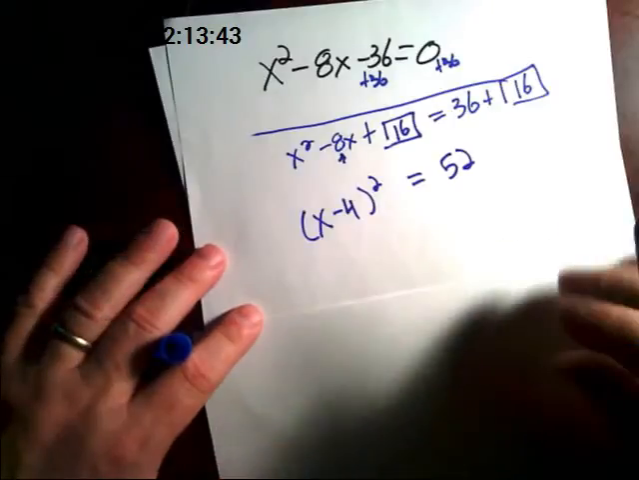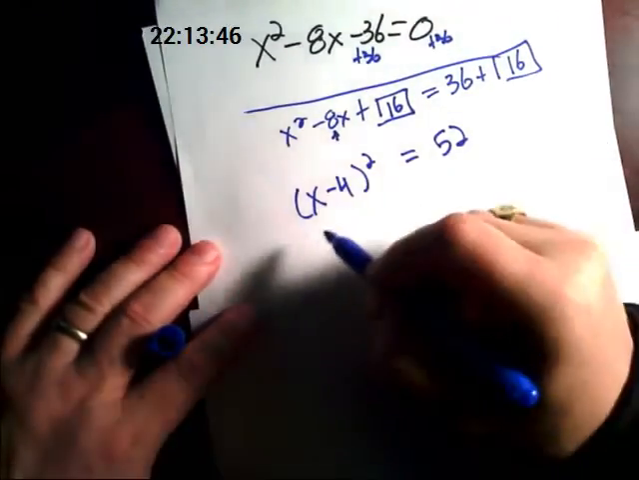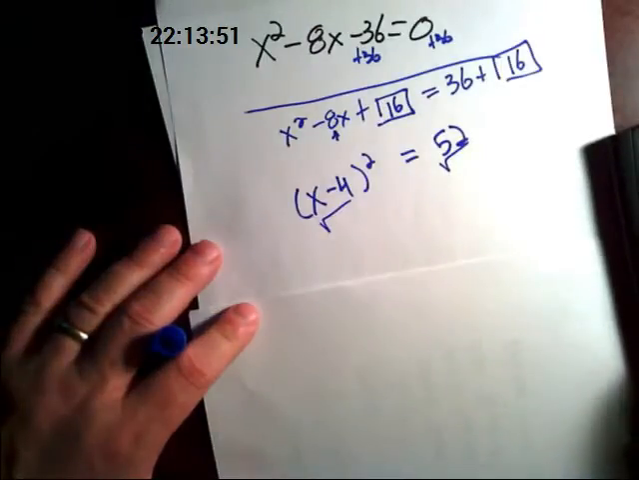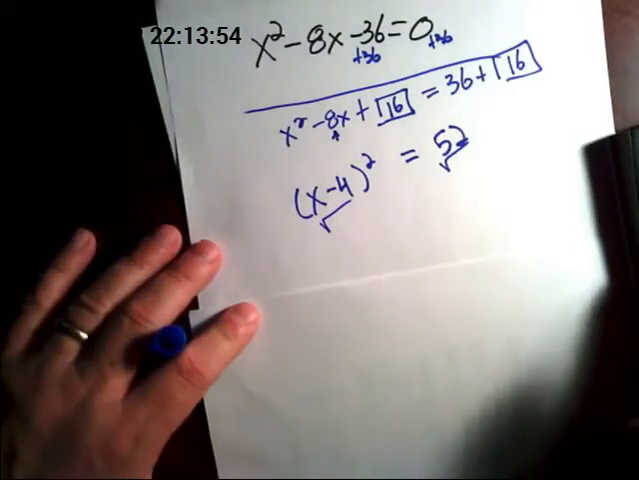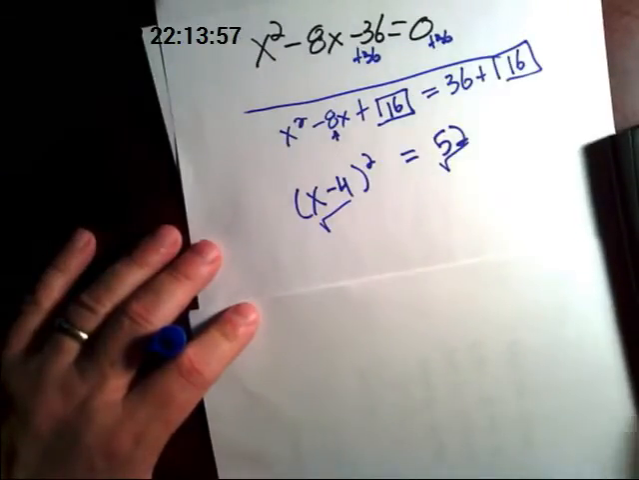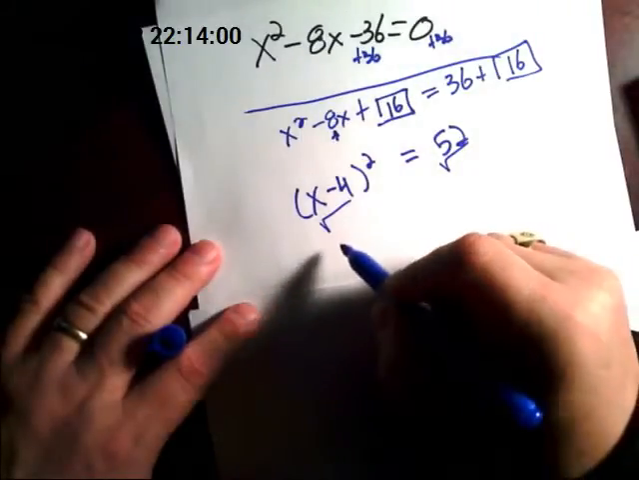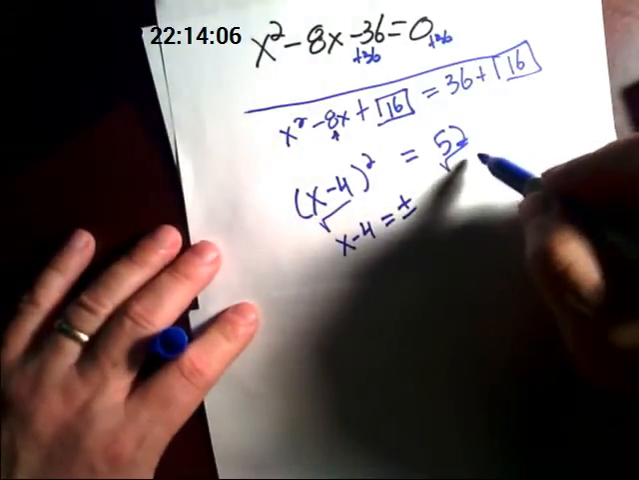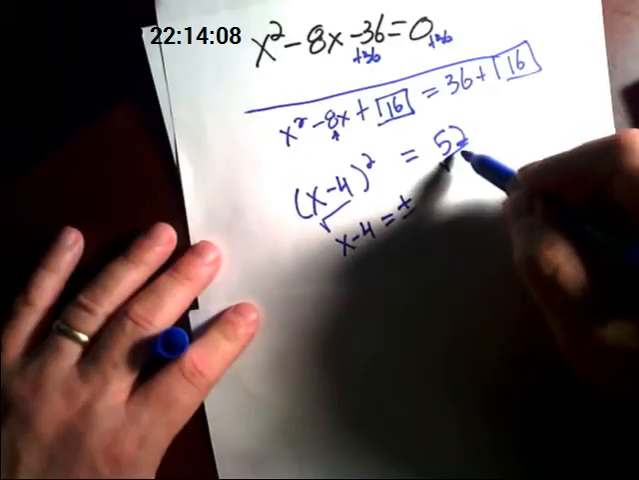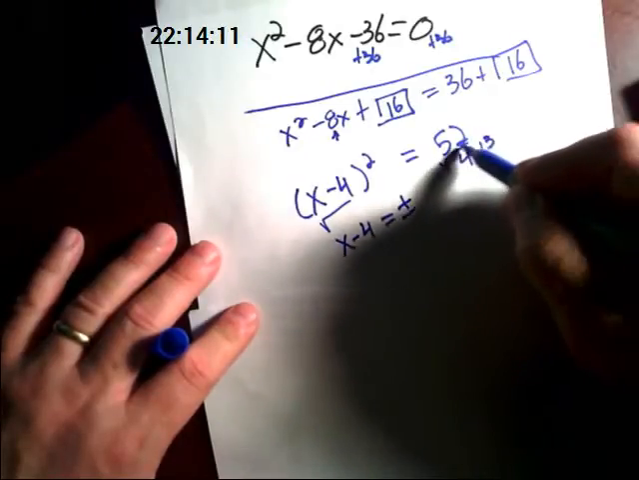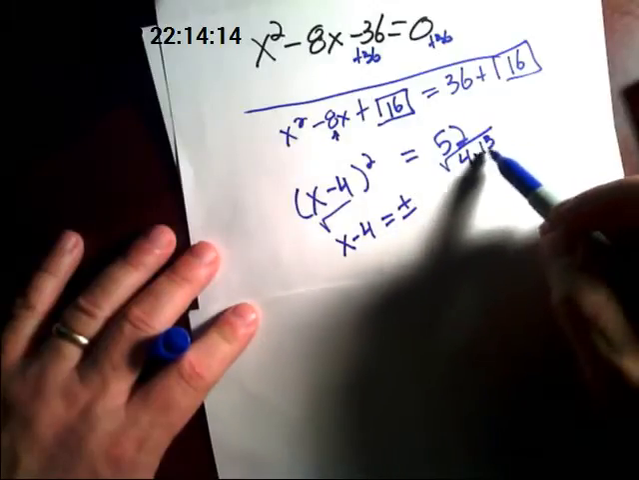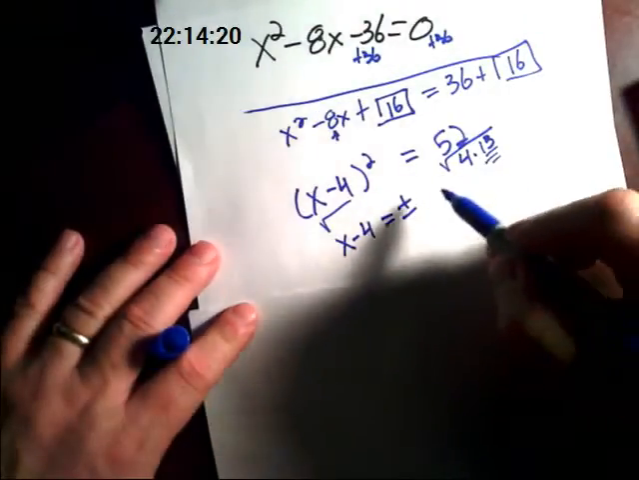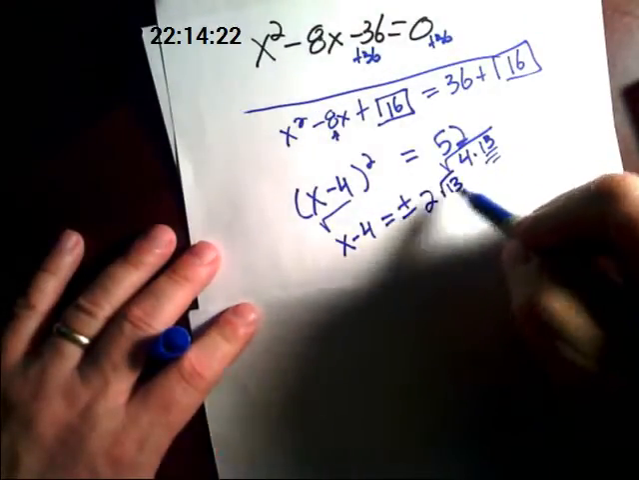52. Now I just solve by taking the square roots of both sides. Take the square root of this side, take the square root of that side. Let me confirm the square root of 52. Can I rewrite 52 as any numbers? Sure can. It's 4 times 13. X minus 4 equals plus or minus the square root of 52. What I was saying was that's the same thing as 4 times 13. I don't know the square root of 13 because that's a prime number. I do know the square root of 4, though, is 2. So this is 2 square roots of 13.